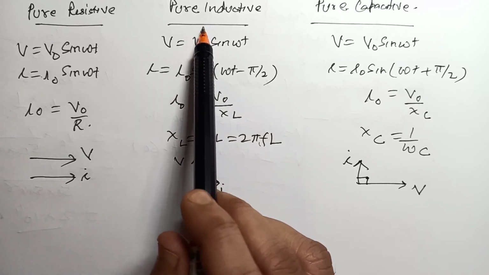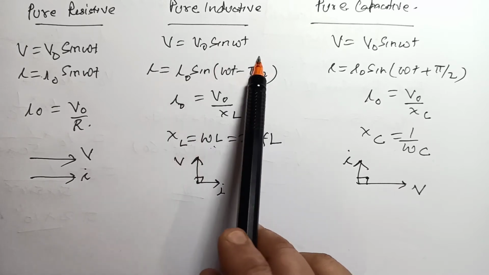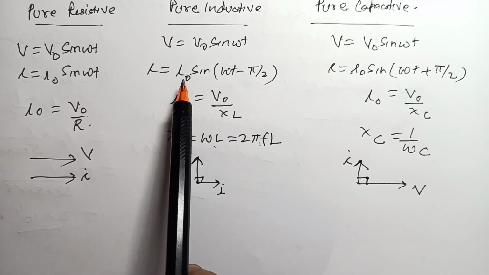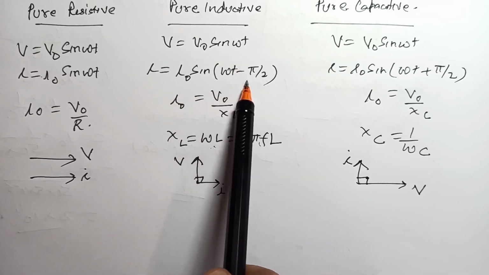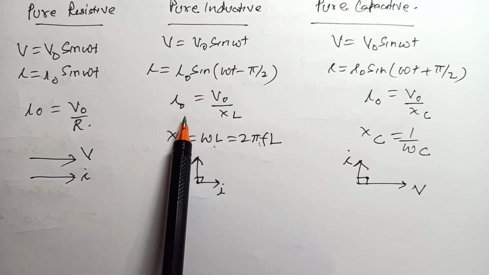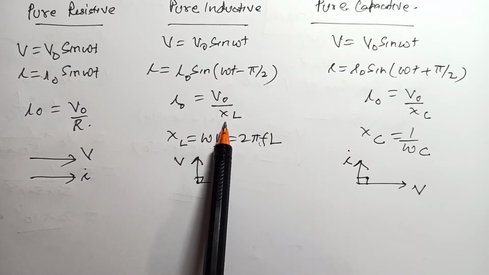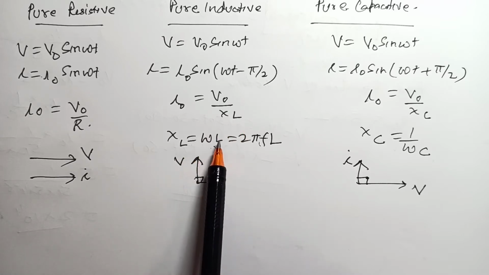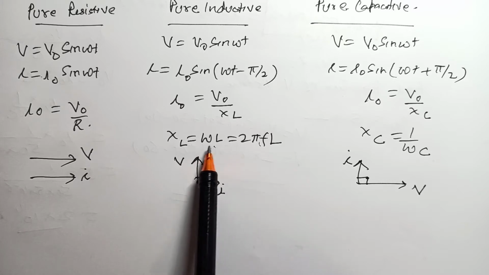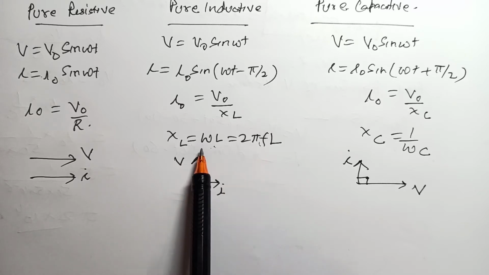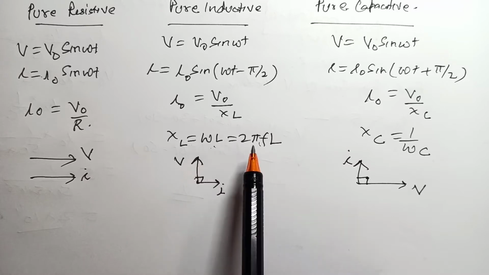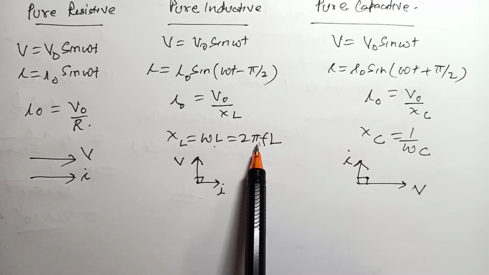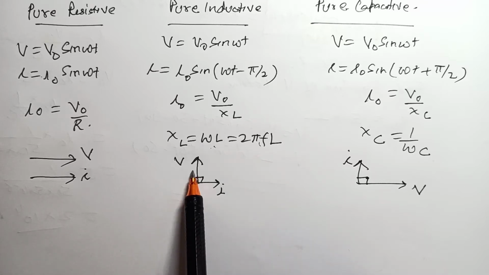Coming on to pure inductive, V is equal to V naught sine omega t. I is lagging behind by 90 degrees, so I is equal to I naught sine (omega t minus pi by 2). And I naught is equal to V naught by XL. What is XL? XL is nothing but omega L. L is inductance. Omega is 2 pi by T, which is angular velocity, or I can say XL is 2 pi F L.